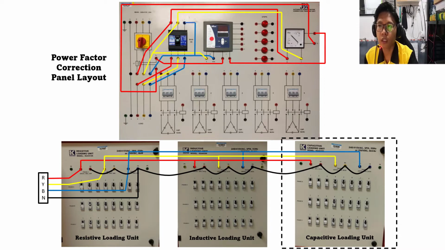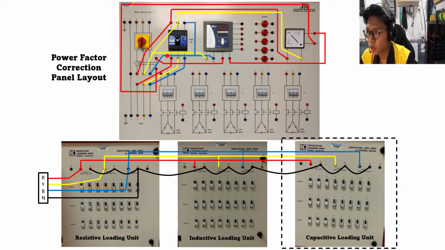As we know, the power factor is the cosine of the angle between the voltage and current, so we have to measure the voltage and current. To measure the voltage we have to place the measurement unit in parallel, and for the current we have to place the measurement unit in series. So we will measure the voltage and current first.